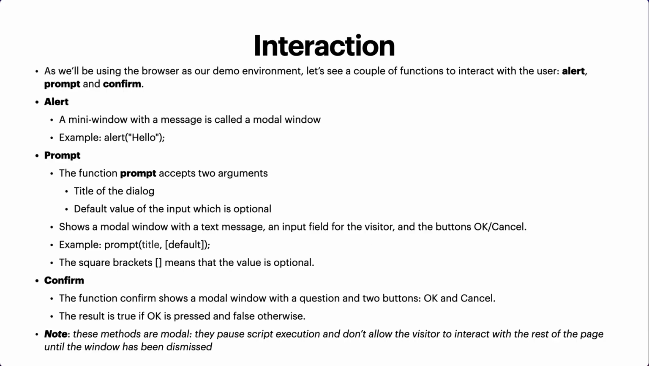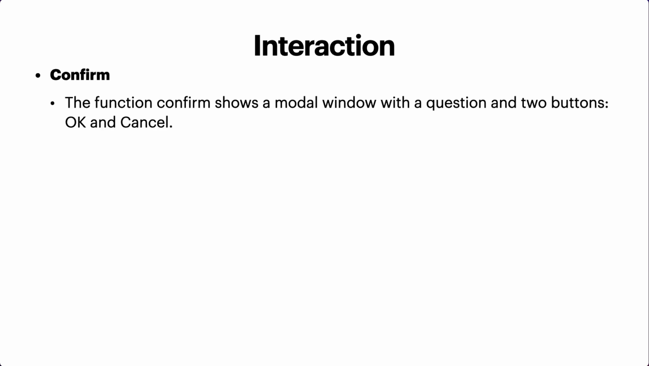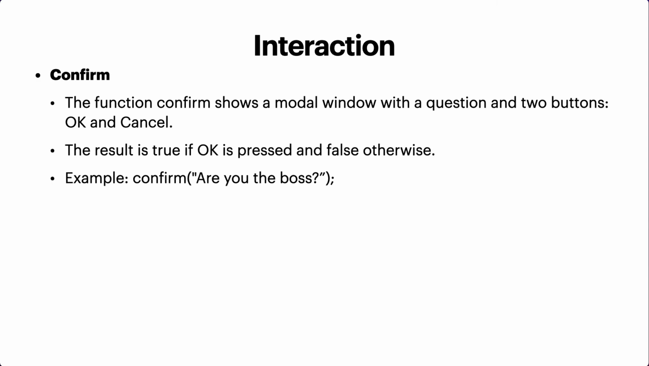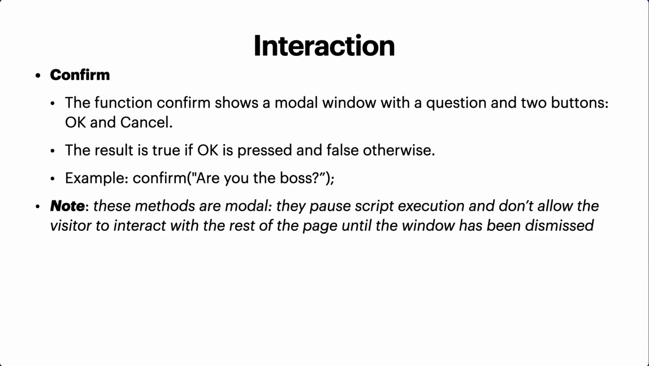So make sure that you show this based on your needs and not fill the windows with a lot of other boxes. So yeah, the function confirm shows a modal window with a question and two buttons, OK and cancel. And yeah, this is how the confirm works.